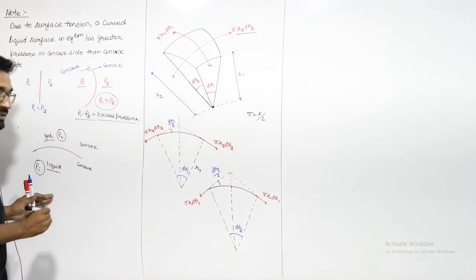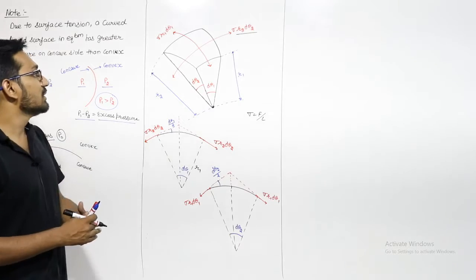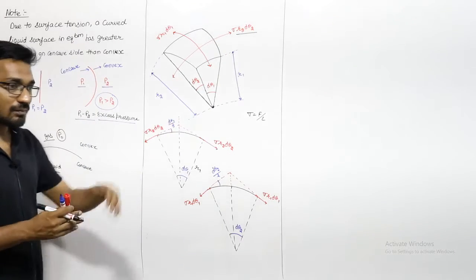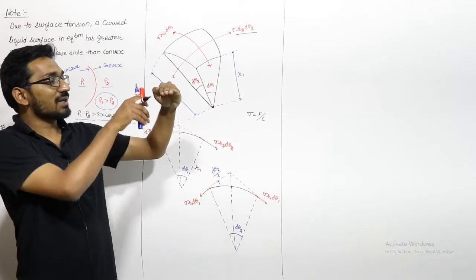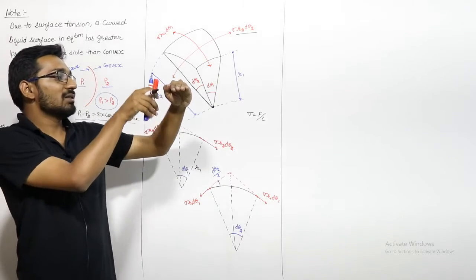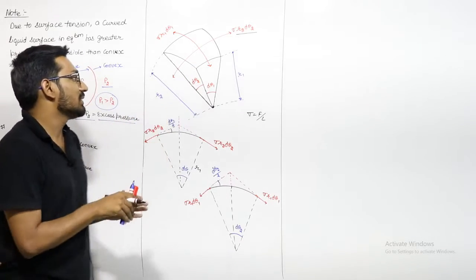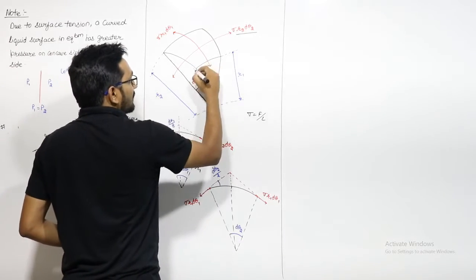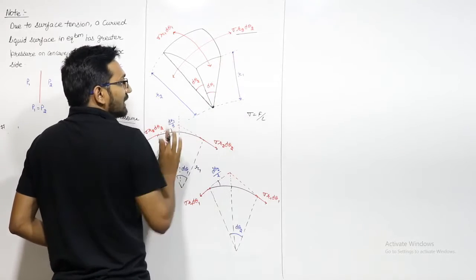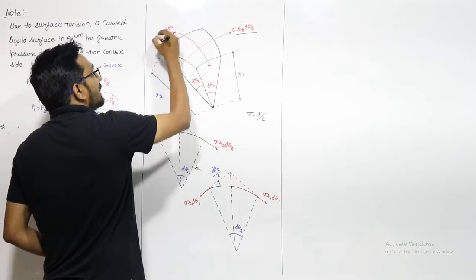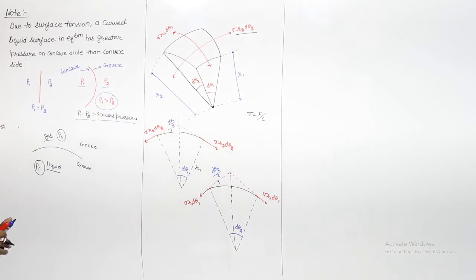Surface tension between this liquid and this gas is sigma. So the surface tension force will be sigma into r2 d theta 2. On this curved surface, this is the length which we have to take. This length will be r1 into d theta 1. So the surface tension force will be equal to sigma into r1 into d theta 1.